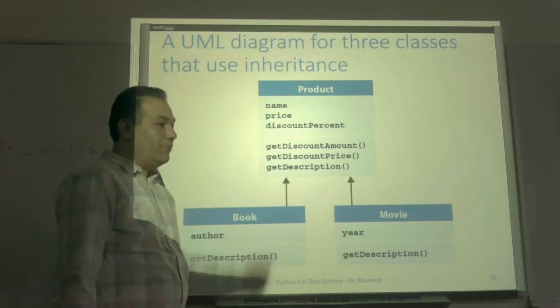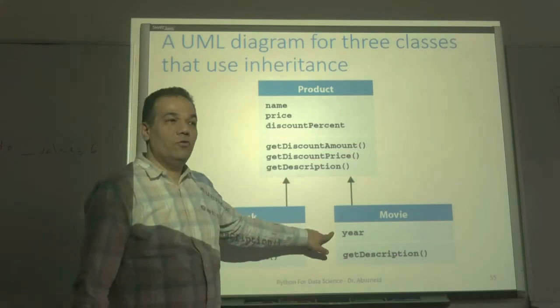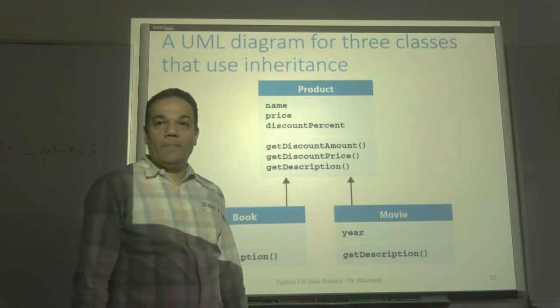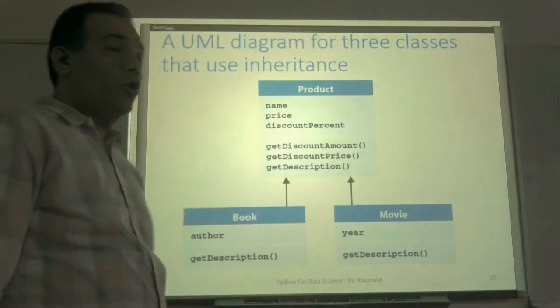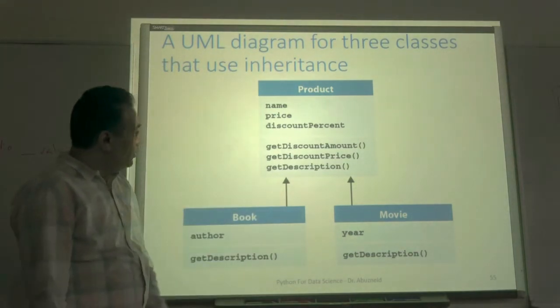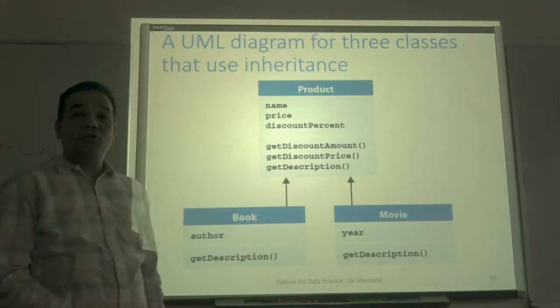So how many does it have? 3. How about the movie? How many attributes? 4. How many methods? 3. All right, so that's the inheritance. So these are overridden. So this is a very nice structure, right?